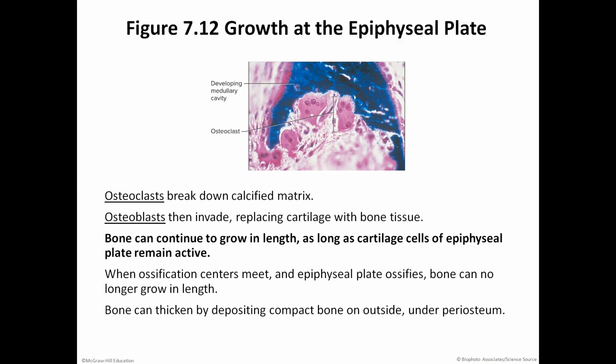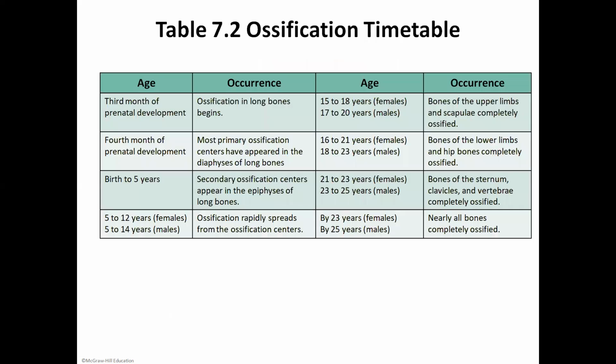Now, when we think about bones getting thicker and growing stronger, they can thicken by actually depositing compact bone on the outside under the periosteum. So we can have some thickening going on. And this happens all the time, especially if you're someone that is more athletic or maybe you lift weights, you're going to have more of that thickening take place because of bone deposition on compact bone. But when we think about bone lengthening, it's because of epiphyseal plates.